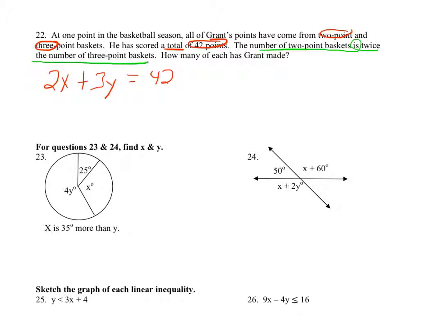Now the next one says that the number of 2-point baskets, which we're saying is x, is twice the number of 3-point baskets. Now notice I'm not putting the value of a 3-point basket in there. I'm just talking about how many 3-pointers they made, how many 2-pointers they made. So I just have the x for 2-pointers, is means equals, twice the number of 3-point baskets, so 2y. So this one's set up for elimination.